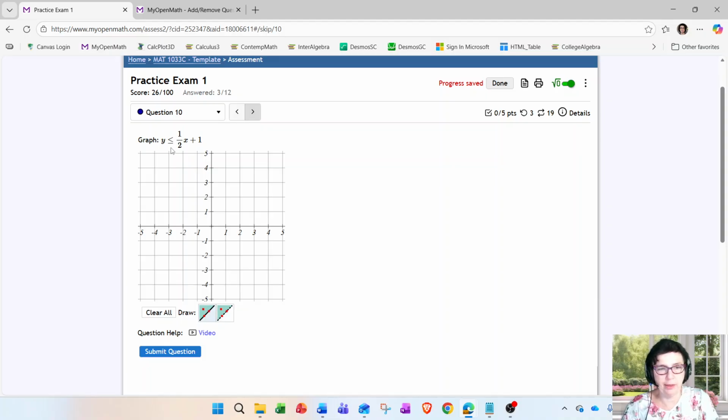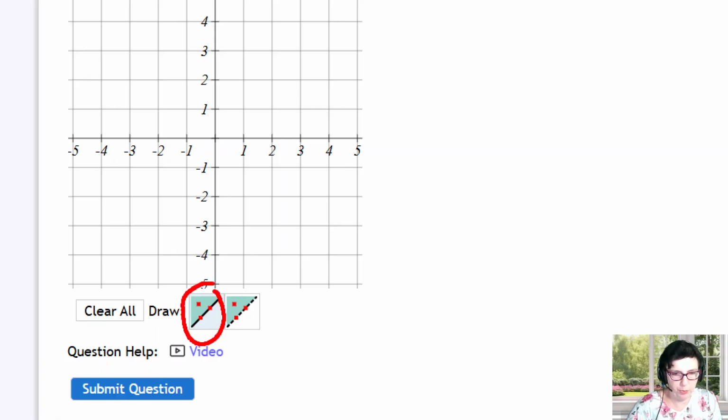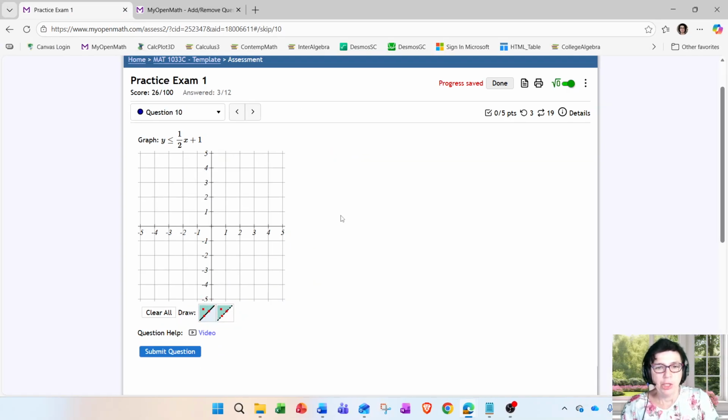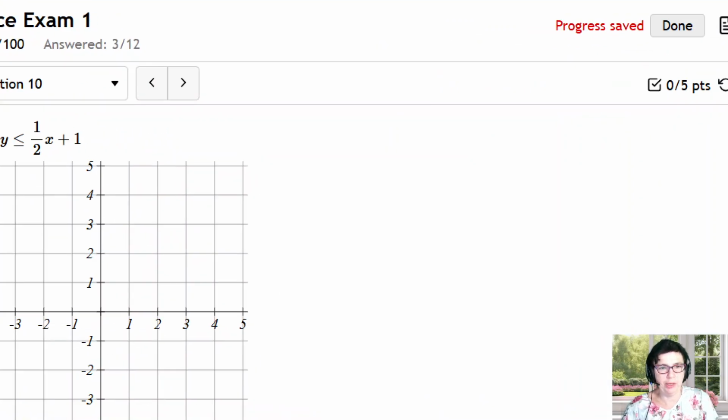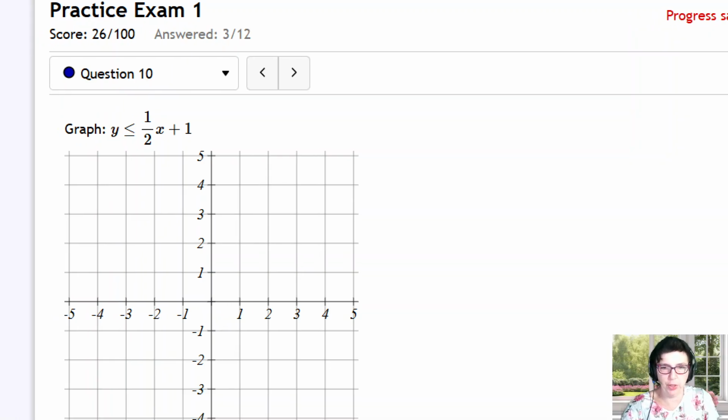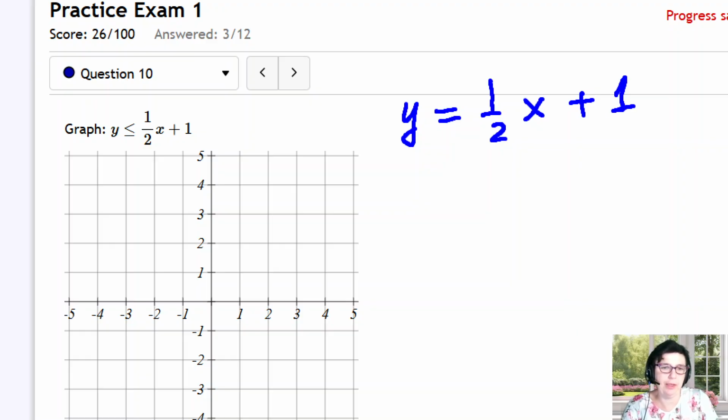Now mine is less than or equal to, so I'm going to go with the first one, the one that should be highlighted right here. Okay, so here are the steps. Step number one, make the inequality an equality. Instead of less than or equal to, we're going to write y equals 1/2 x plus 1. And we need to graph this equation.